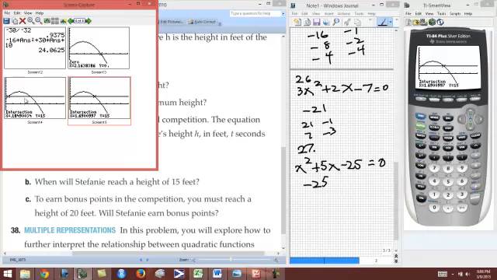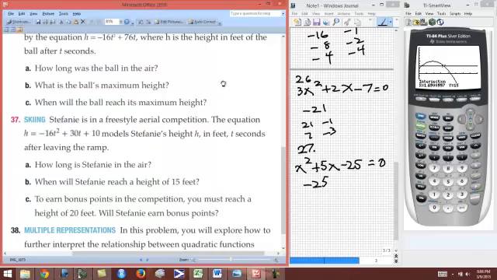So at about 0.185 seconds, she's at 15 feet. And then she goes up. She reaches her maximum at 0.9375 seconds. And then at 1.69 seconds, she's at 15 feet again. And then she hits the ground at 2.16 seconds.